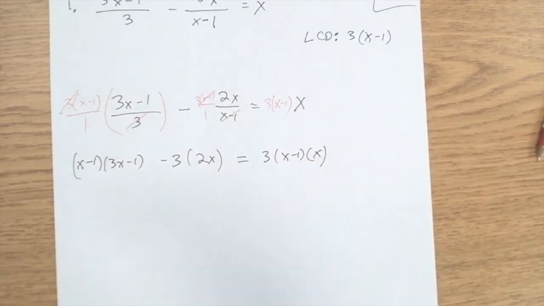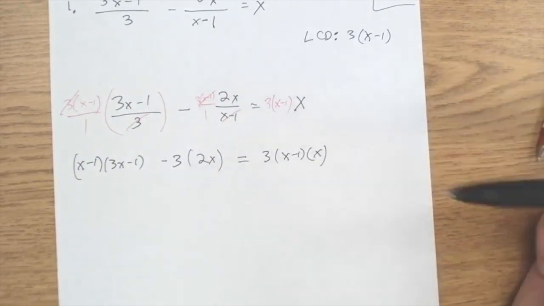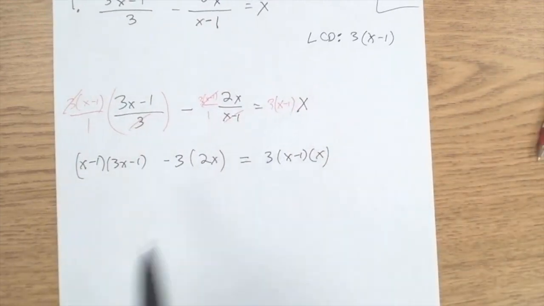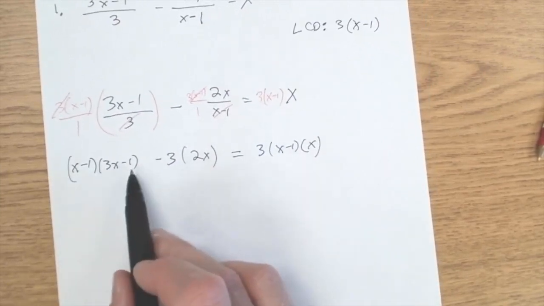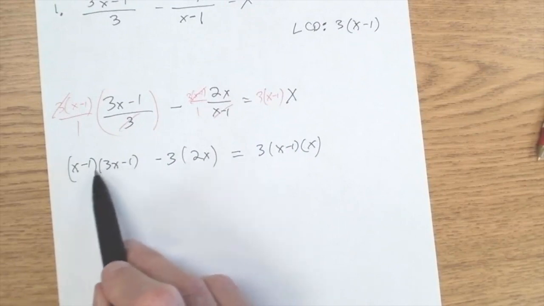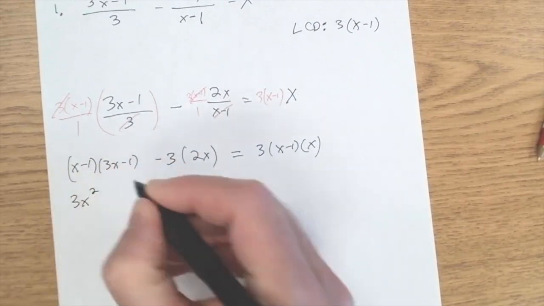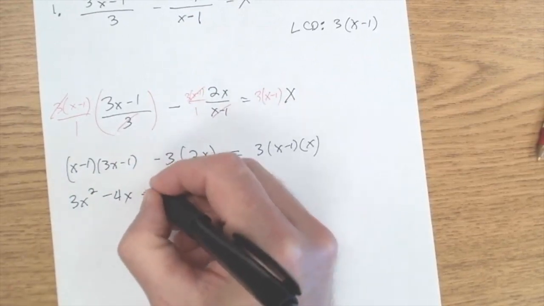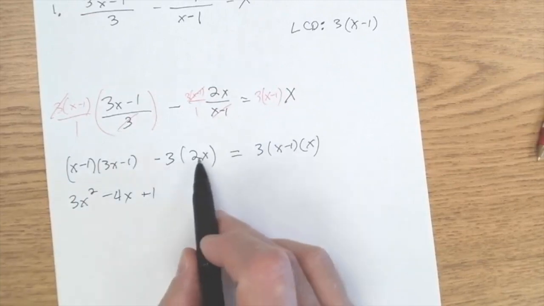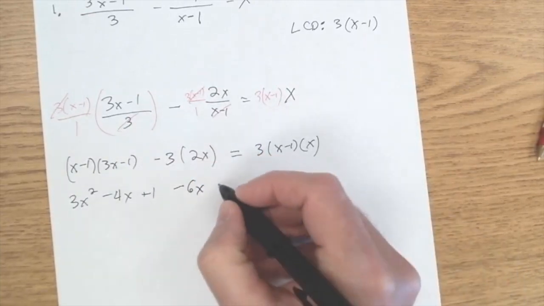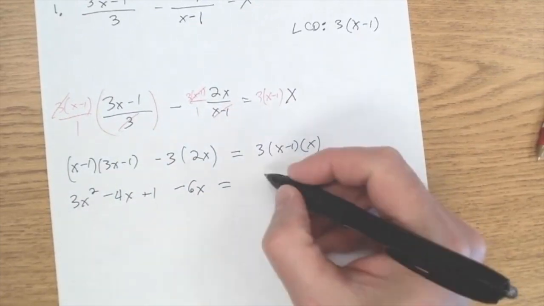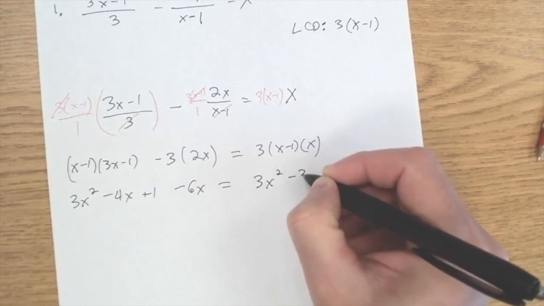So that first step, after you find the LCD and multiply everything by that LCD, the whole purpose is to cancel out all of the denominators. Now we have an equation where there's no fractions. The next step is to multiply things together. I'm going to FOIL these binomials together. So I'll have 3x squared, negative 1x, negative 3x is a negative 4x, plus 1. And then here, negative 3 times 2x is a negative 6x. Then on the right side, I'll take 3 times x, which is 3x, and distribute the 3x, which gives me 3x squared minus 3x.